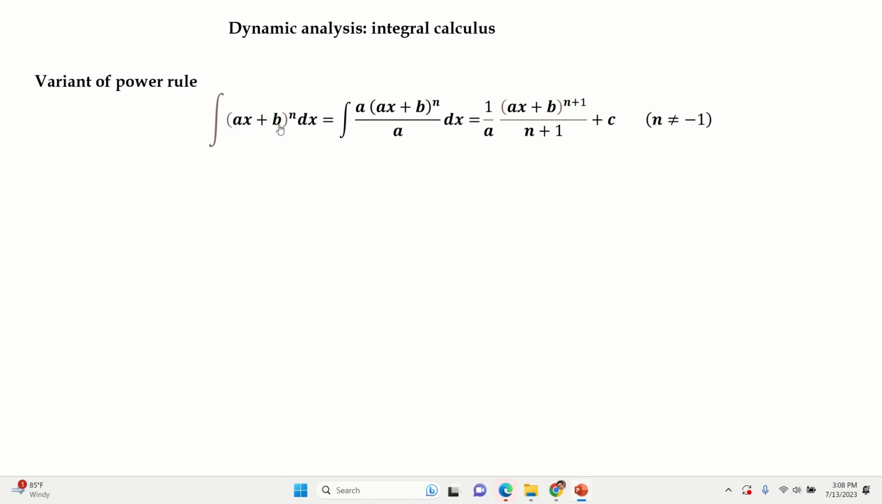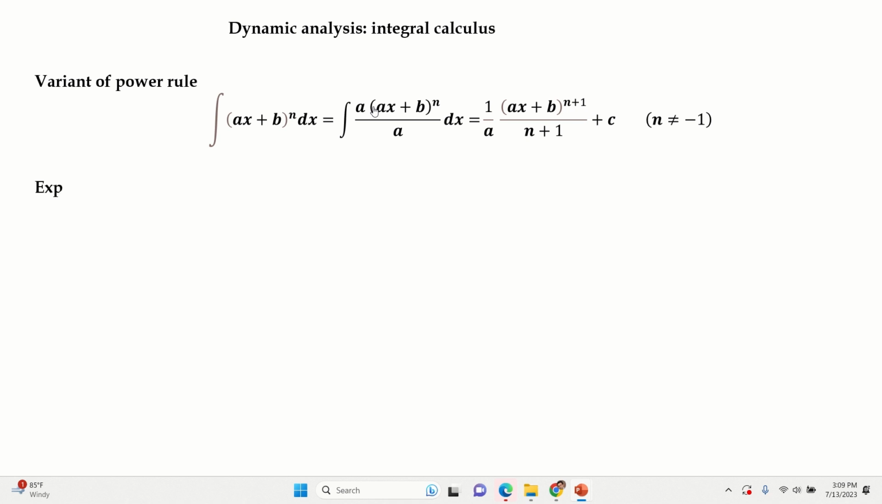In this case, the derivative of the function ax plus b was a, which wasn't there, but to bring it over here we can multiply by a and divide by a. That fulfills the requirement, and then we can proceed with the power rule. So we applied the power rule on this function, and we got ax plus b raised to the power n plus 1 divided by n plus 1. Of course, we will add the constant of integration over here.